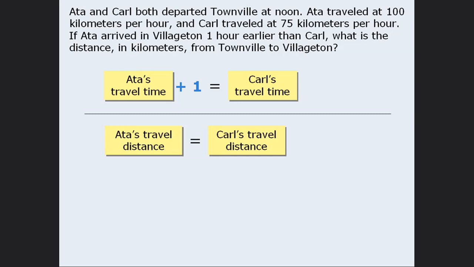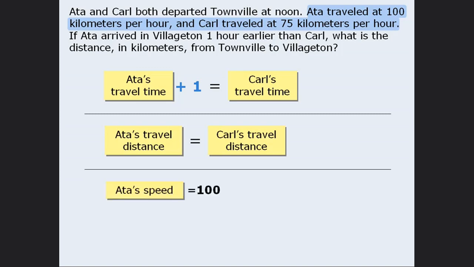What about the last theme? Can we write an equation based on speeds? Well, we are told that Ada's speed was 100 kilometers per hour and Carl's speed was 75 kilometers per hour. So we could write two equations: Ada's speed equals 100 kilometers per hour and Carl's speed equals 75 kilometers per hour.